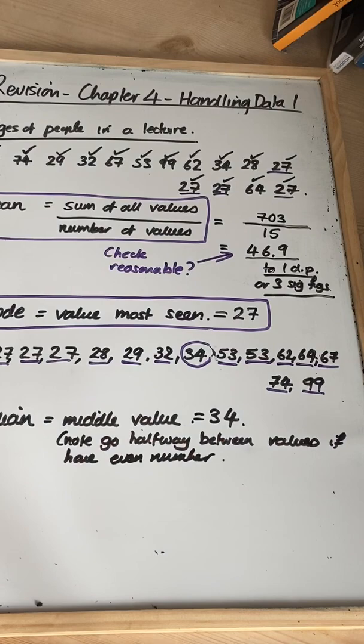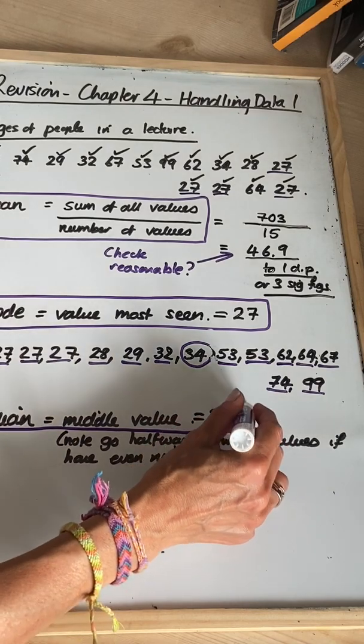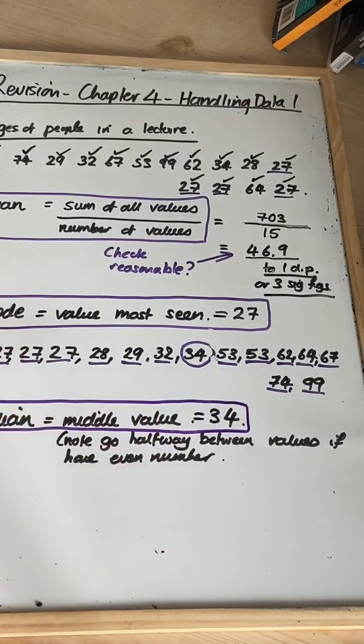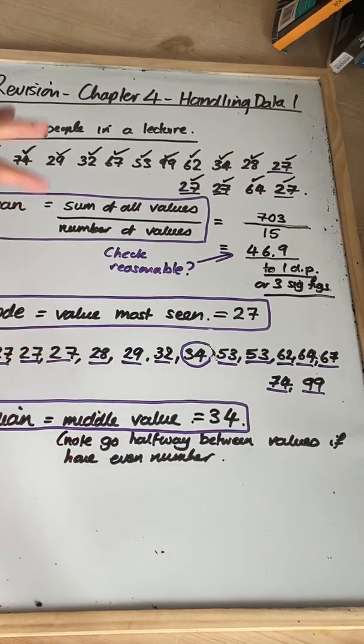Okay, so those three are our measures of centrality or centralness or average. Most of the time with averages they ask you for a mean, but they could easily ask you for a mode or a median. That gives you an idea of where your data lies, what's in the middle of it, or what's the most common data item, the one you see the most.